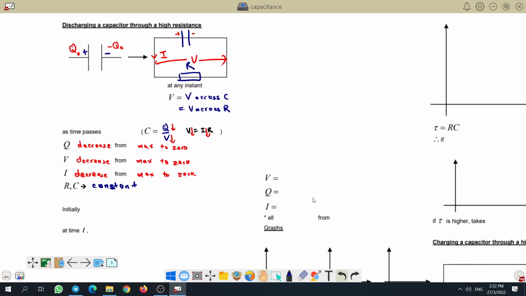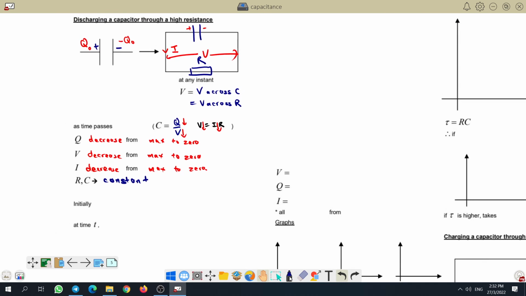Where should we start? Let's look back at initial first. C equals Q over V initial, which is Q0 over V initial, which is V0. How about V equals IR? V0, I0. Very good.